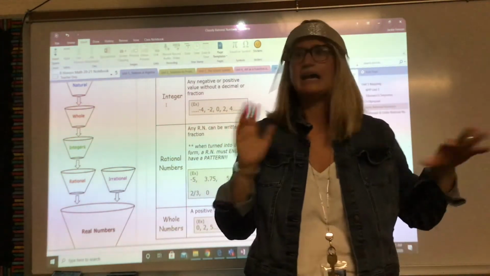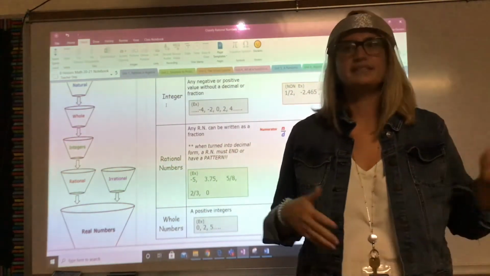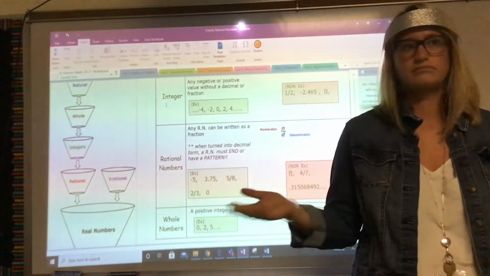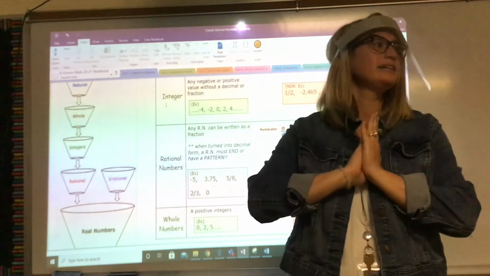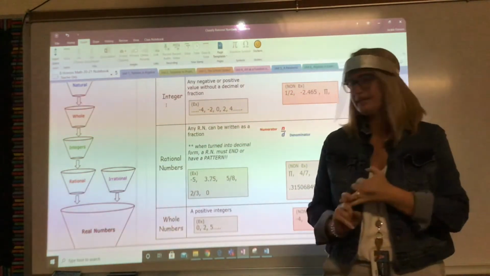Numbers that do not have a pattern, like 0.576132792165, we don't know when it ends, there was no repeating, those are considered irrational numbers. Okay, numbers that don't have a pattern and don't repeat.